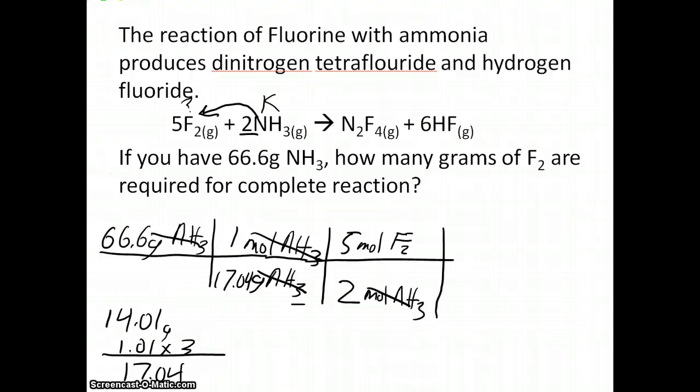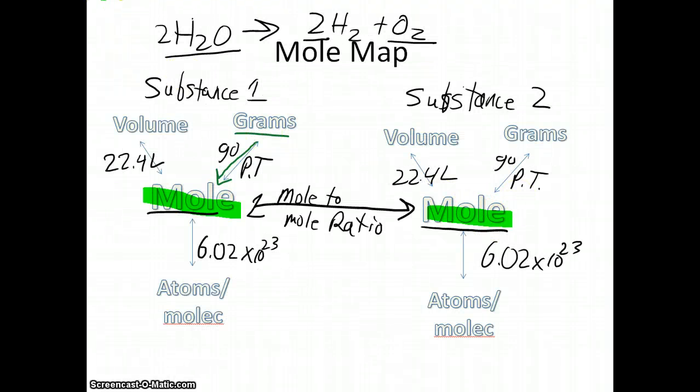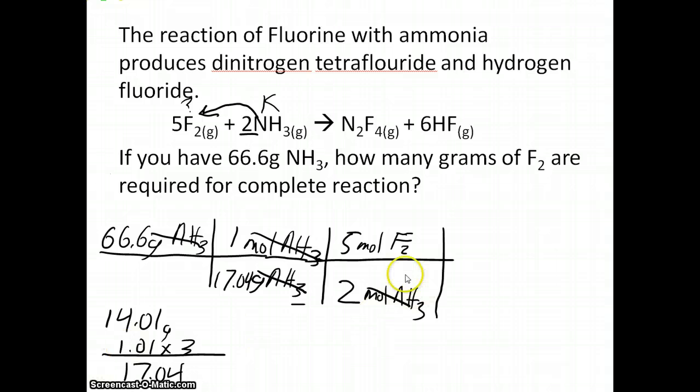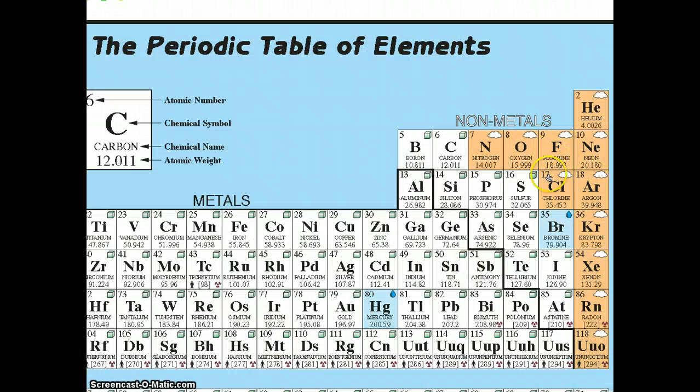So let's go back to our mole map again. We're in moles of substance 2. We need to go to grams of substance 2, so that means we need to go to the periodic table. Let's get this set up before we actually go to the periodic table. For every 1 mole of F2, we have so many grams of F2. Fluorine is right here, 18.99 or 19 even.